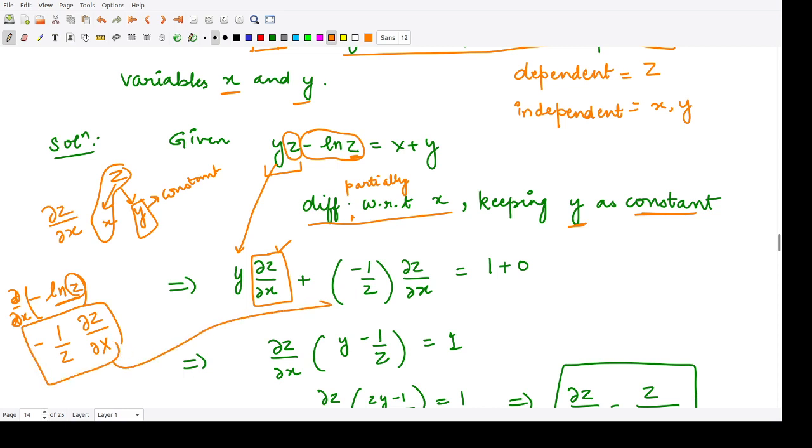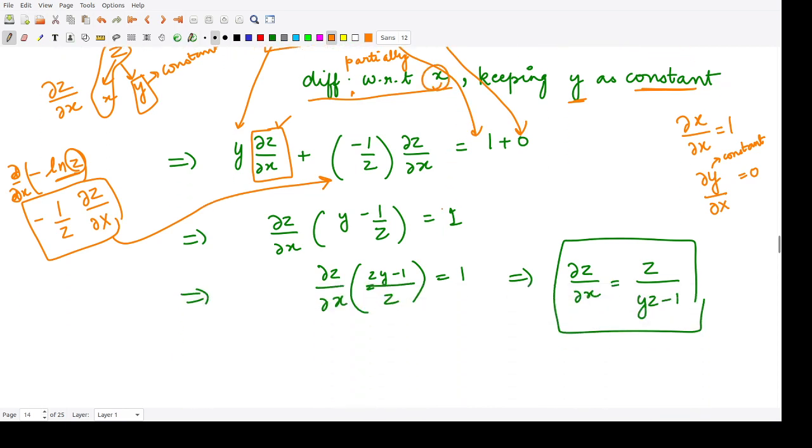So its derivative is this quantity. So we have just written the same over here. For the right hand side, when you perform the partial derivative of x with respect to x, what would this be? Partial derivative of x with respect to x would be equal to 1, and the partial derivative of y with respect to x, because y is constant, would be equal to 0. So the derivative of x would be equal to 1 and the derivative of y would be equal to 0 with respect to x.